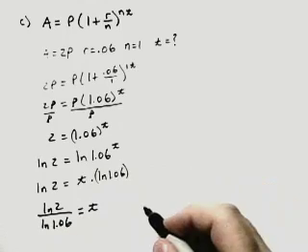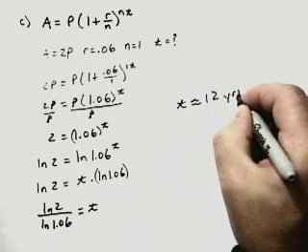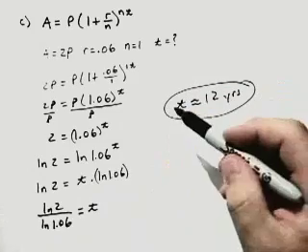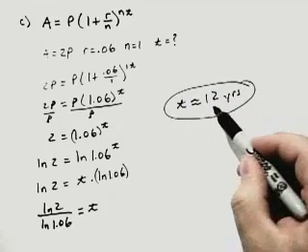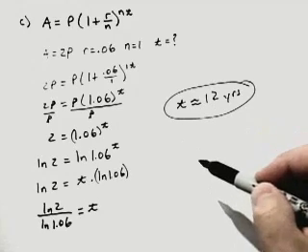If we put that into our calculator, we'll get that T is approximately 12 years. So we can say that at 6% compounded annually, it will take roughly 12 years to double our initial investment, regardless of what the initial investment might be.